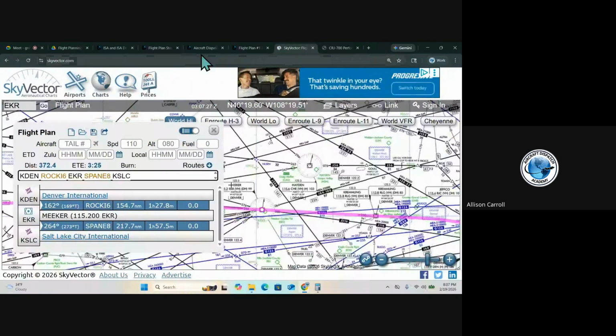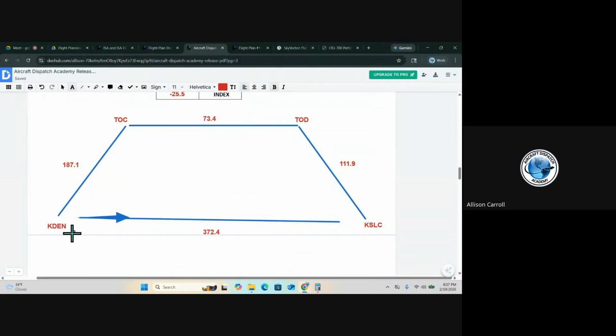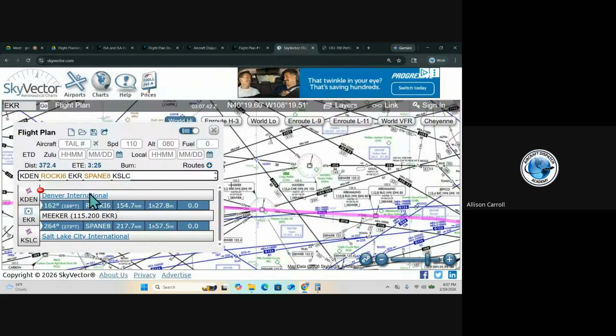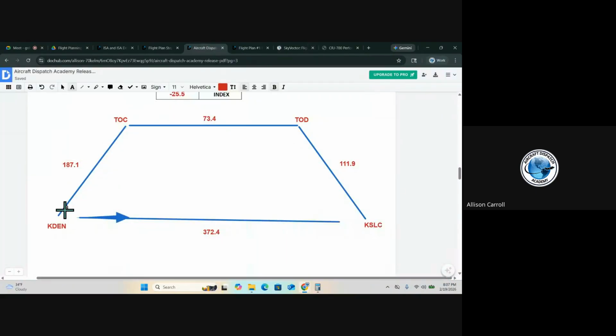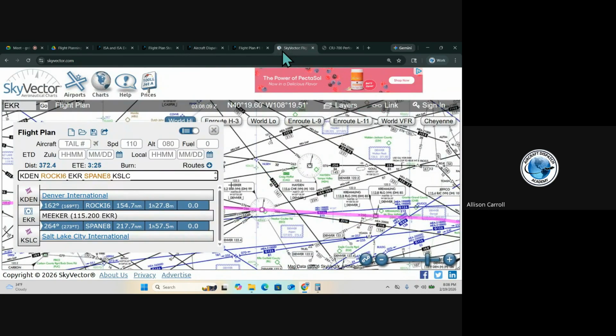This just tells us plainly, okay, from Denver to Meeker, it is 154.7. Well, when we look at our timeline of our flight right here, Denver to top of climb is 187.1. So that means we are already past Meeker and we are still climbing, right? Because Denver to Meeker, I'll just draw another line right here. And we'll just put Meeker, EKR, right? Denver to Meeker is, what was it, 150 something? 154.7.